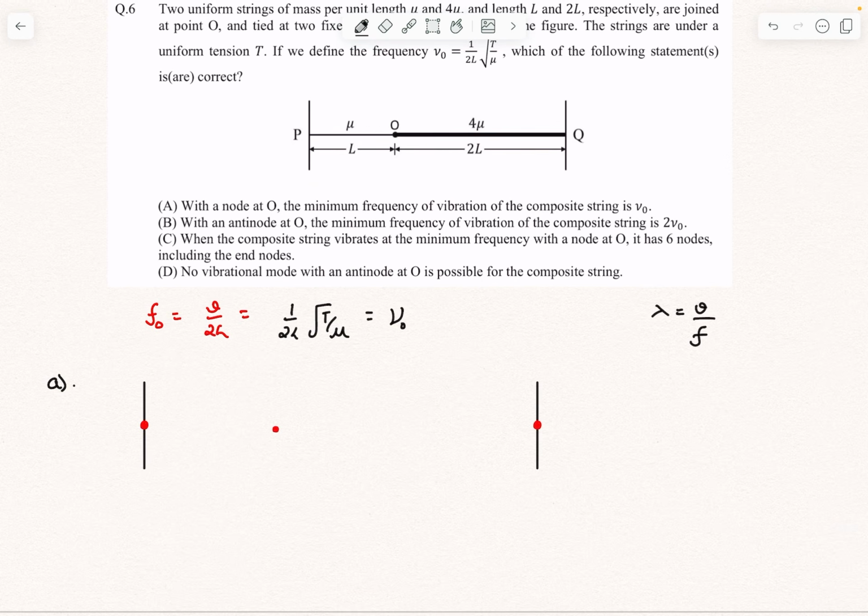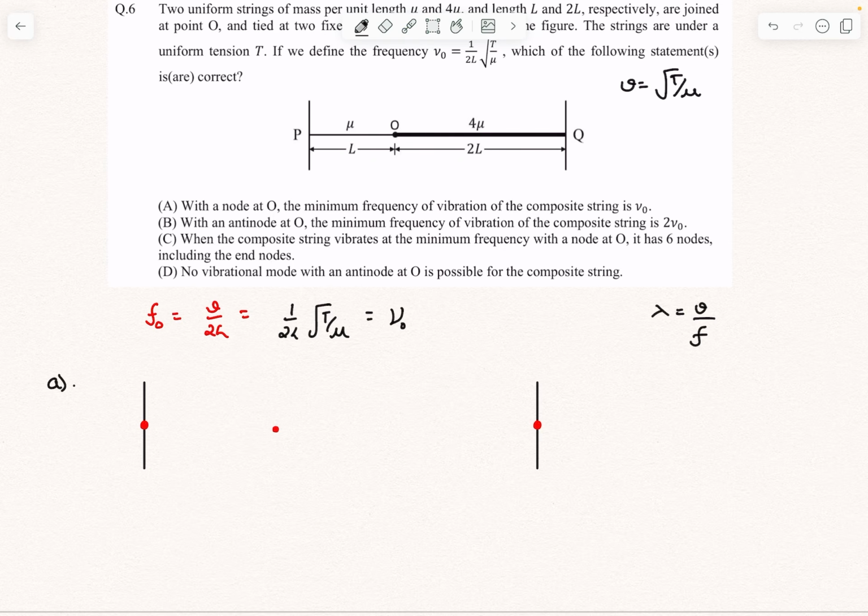Okay, now guys, the wavelength of the waves for the left string is going to be the wave speed divided by the frequency of oscillation, right? And if you observe something, the linear mass densities are in the ratio of 1:4, and the wave speed itself is equal to square root of T by mu.